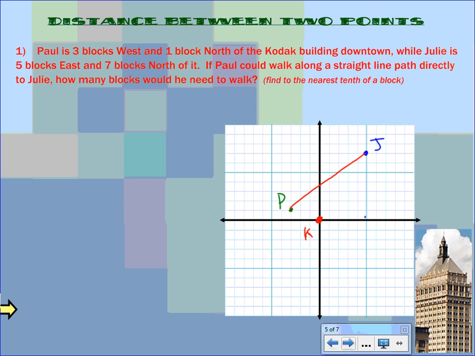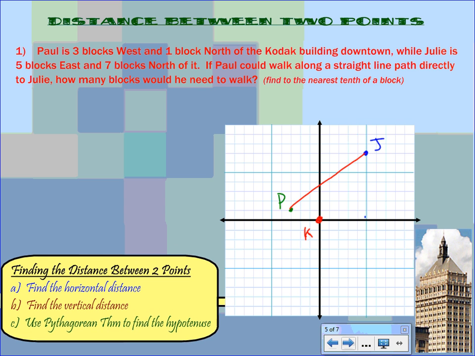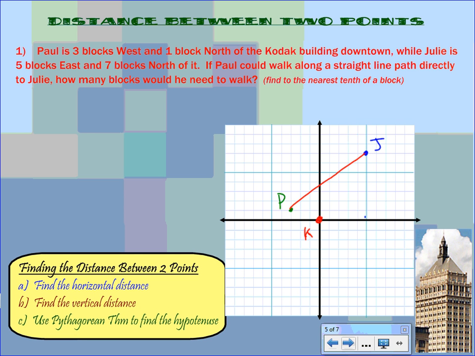Now, last time I could count the units, right? Here I can't count units because it's at an angle. So that's going to make it a little trickier to find. But the basic idea, when I'm trying to find the distance between 2 points in a coordinate plane that are not horizontal or vertical, I want to find the horizontal distance between the 2 of them. I want to find the vertical distance between the 2 of them. And then I'm going to use the Pythagorean theorem to find the length of the hypotenuse, which is what our distance is.